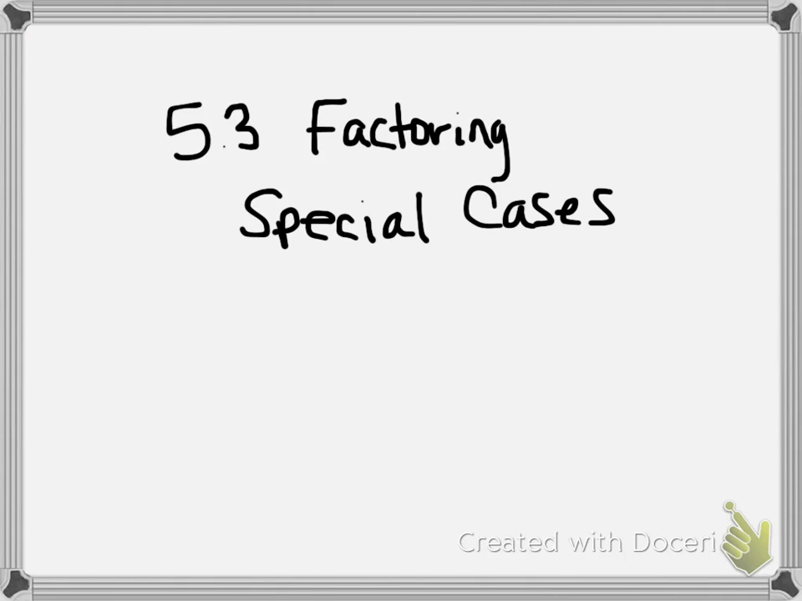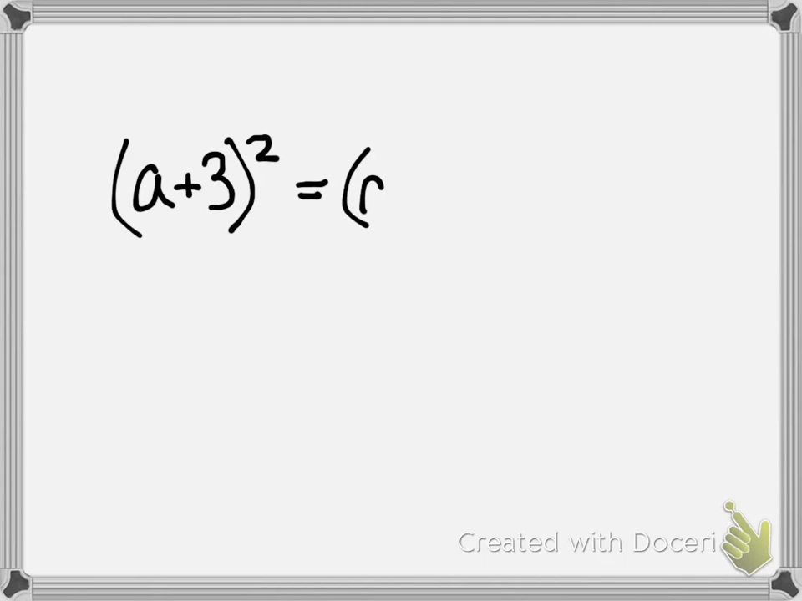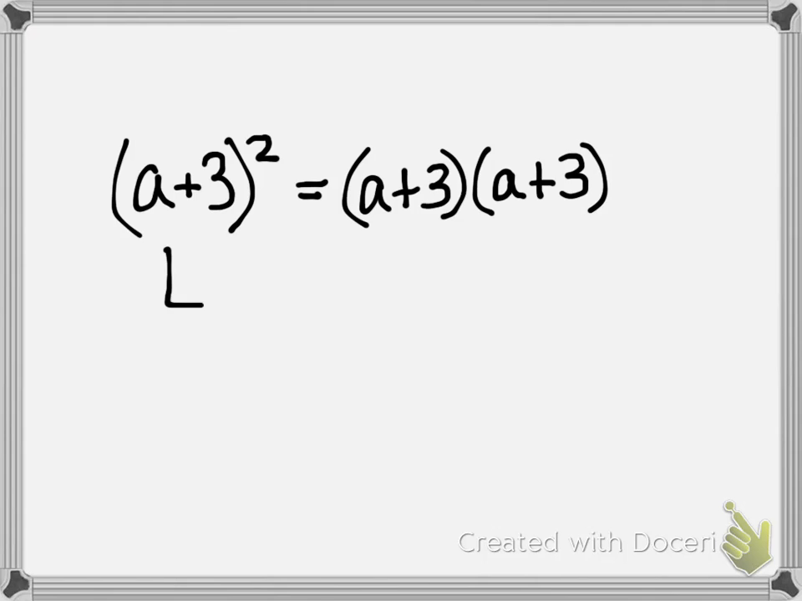So if you take this binomial and you square it, that's going to mean a plus 3 times the quantity a plus 3. That's hard to remember. Many people want to say that is a squared plus 9. It's not. You're going to factor that and it will turn into a quadratic, which usually will have 3 terms.